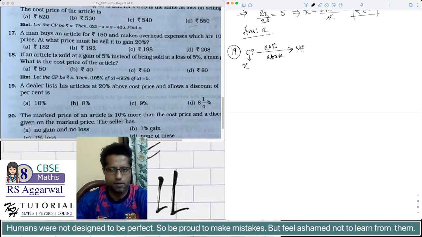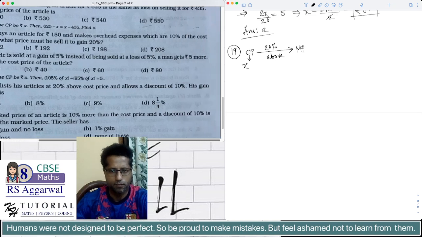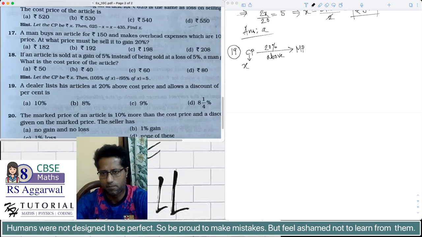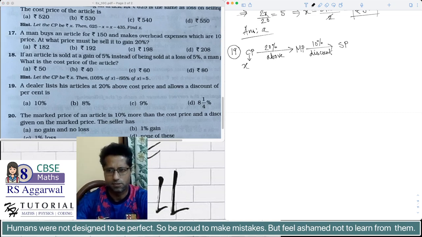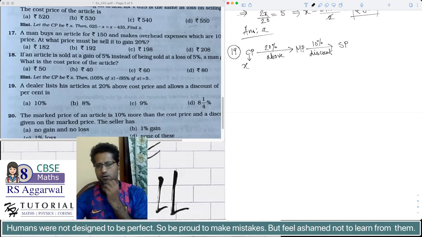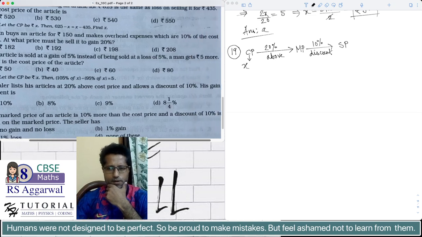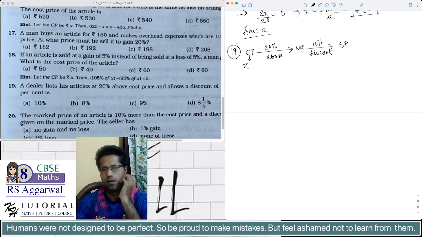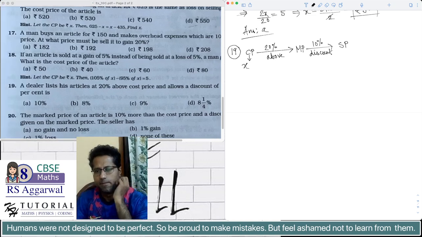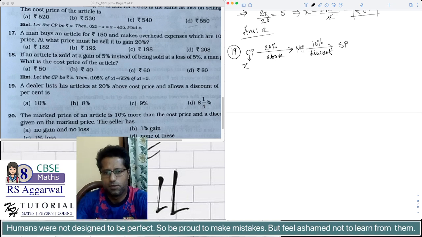And it also gives, once from the mark price, a discount of 10%. So from the mark price, we have a discount of 10%, and we will get the final selling price. And from the selling price and the cost price, we have to find the gain percent. It has asked to find the gain percent. Fine, so let's first see what is MP.